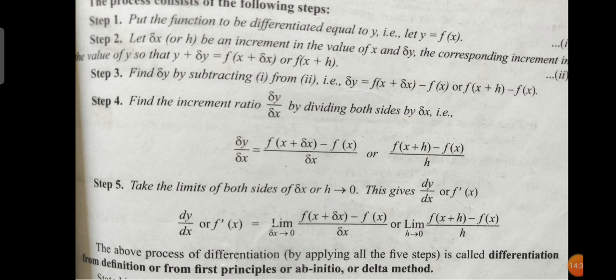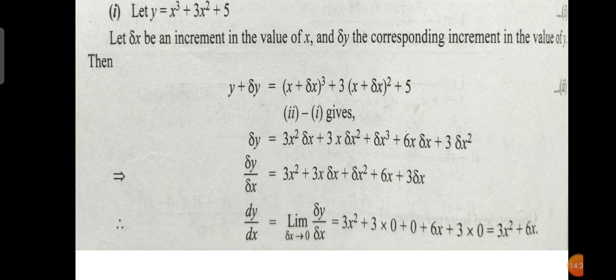An example has been given for you. Here delta x is the increment of x and delta y is the increment of y. Then y plus delta y is x plus delta x the whole cube plus 3 into... The equation given is y equals x cube plus 3x square plus 5. So substituting y, delta y and delta x, the increments, on both sides and dividing, you will get the answer.